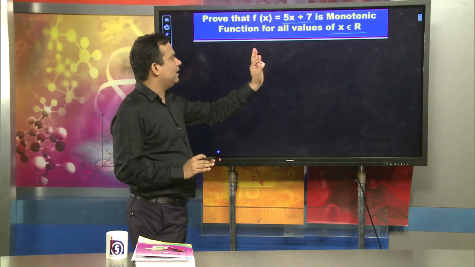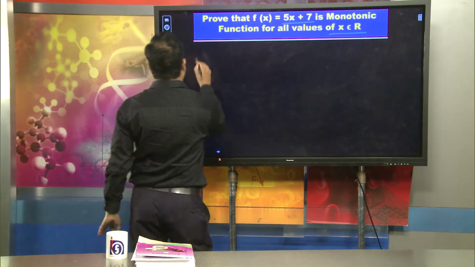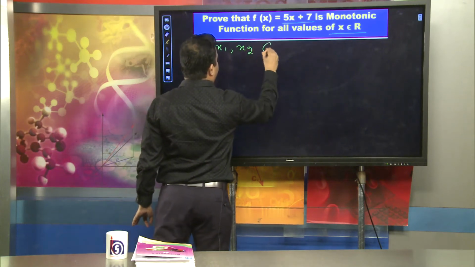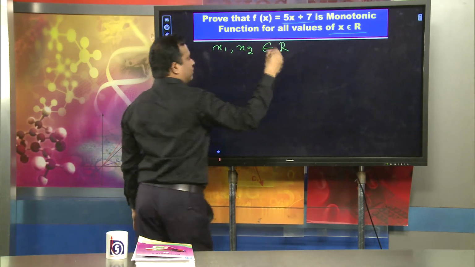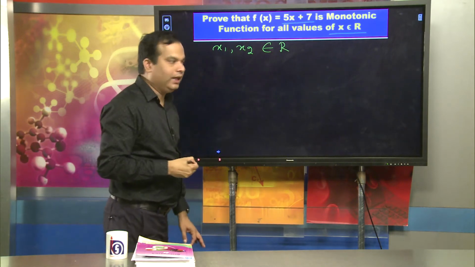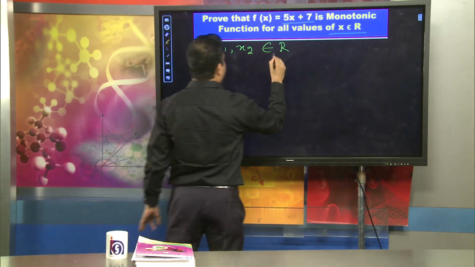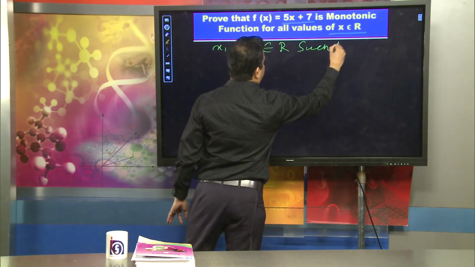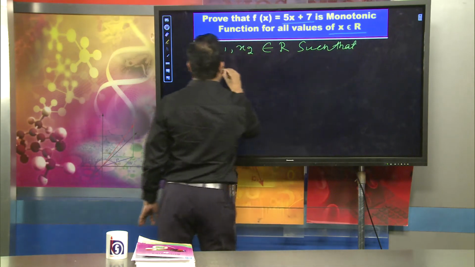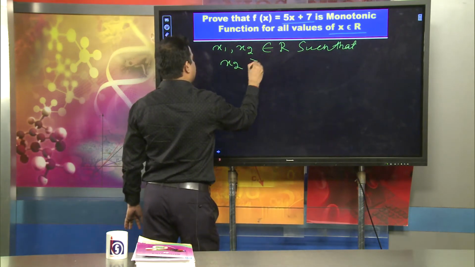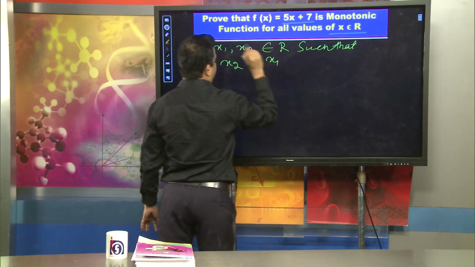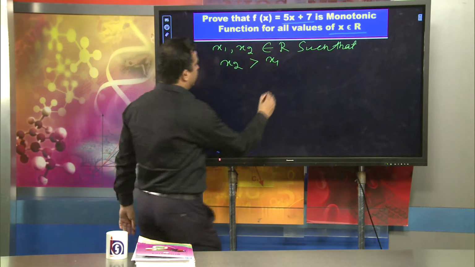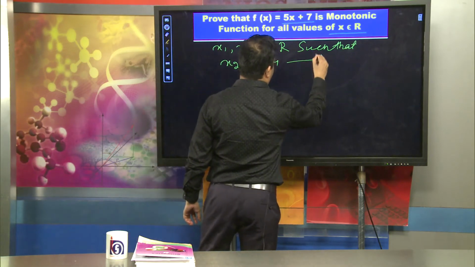for all values x element of R, let us take x1, x2 to be two points, elements of the real numbers, of the function f of x, such that x2 is greater than x1. Suppose this is equation 1.